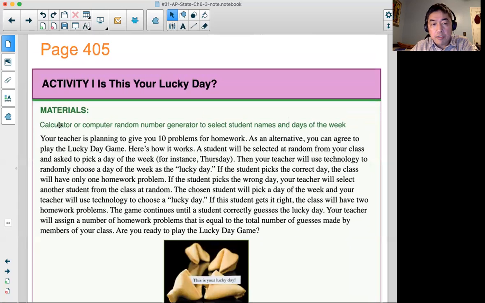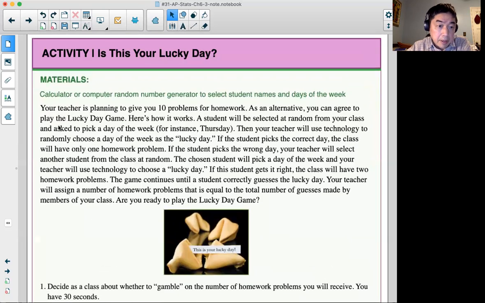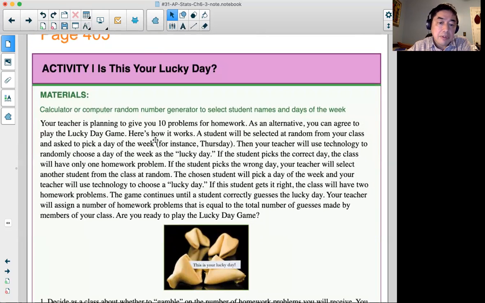Then the textbook, page 405, gives you this type of question. Your teacher is planning to give you 10 problems for homework. As an alternative, you can agree to play a lucky day game. Here's how it works. A student will be selected at random from your class and asked to pick a day of the week, for instance, Thursday. Then your teacher will use technology to randomly choose a day of the week as the lucky day.